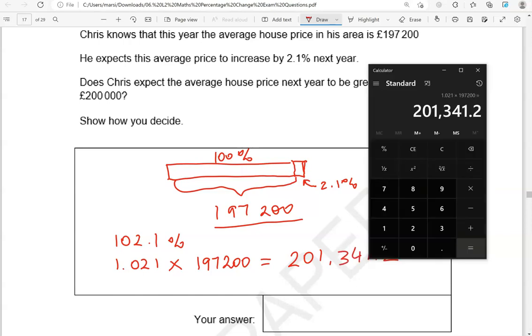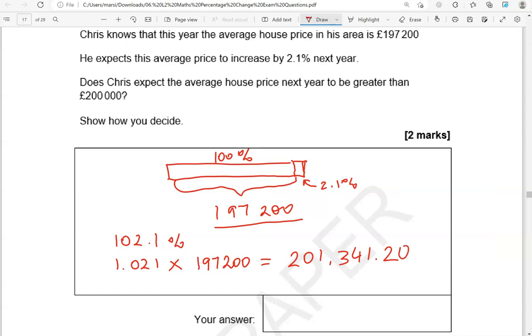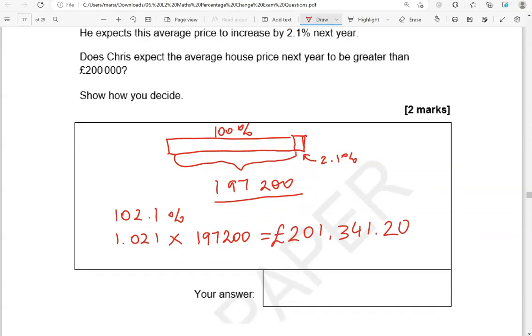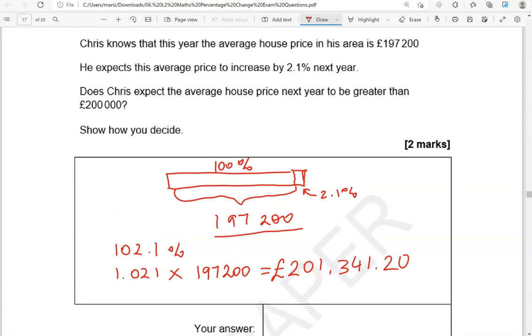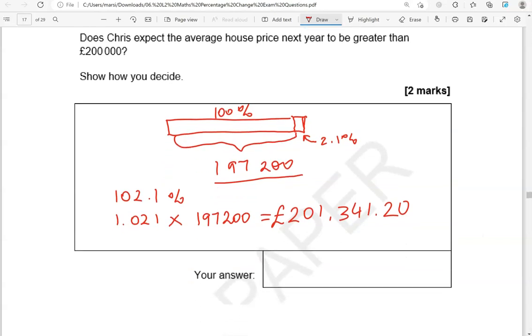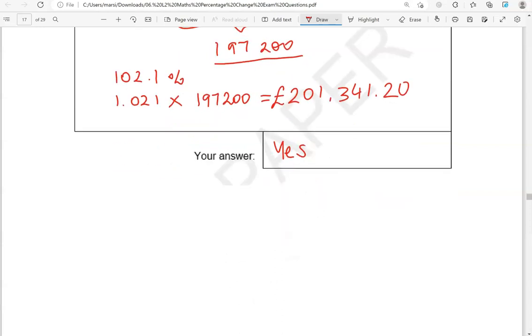201,341.2. And as we're talking about money, we should add a zero there. So this becomes £201,341.20. So going back to the question, does Chris expect the average house price next year to be greater than £200,000? We're going to say yes. And we've shown why and how.